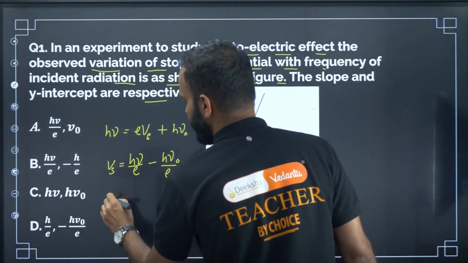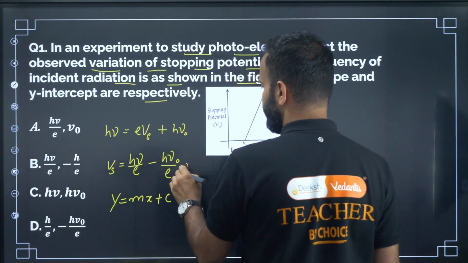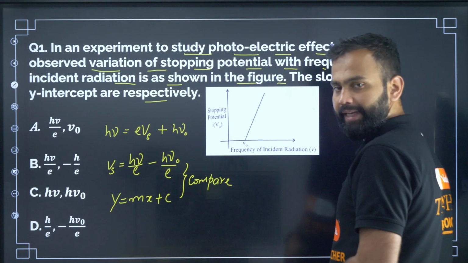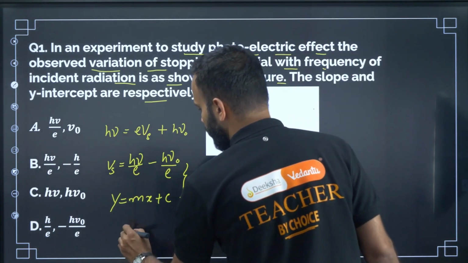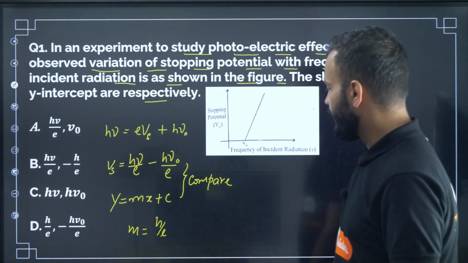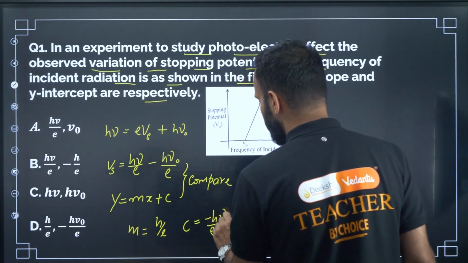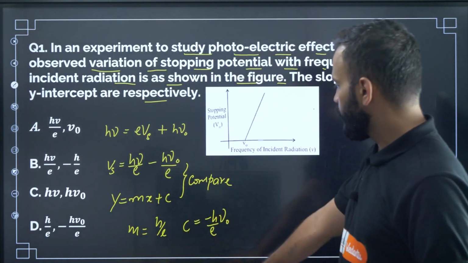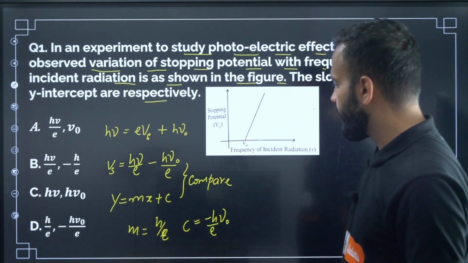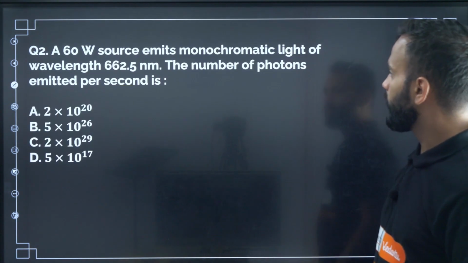So we know the straight line equation, y equal to mx plus c. Now compare. m is the slope, so the slope m equal to h divided by e. And c, the y-intercept, is equal to minus h divided by e into nu naught. So slope is h by e and y-intercept is minus h nu naught divided by e. So the correct option is D. Next question.